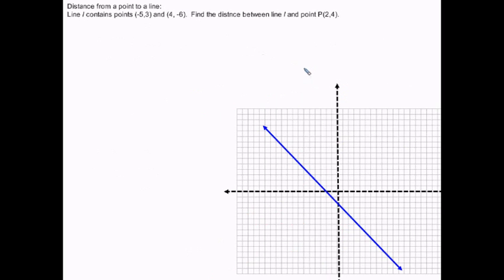Okay, so we want to be able to find that distance. We're given some details. Line L contains these 2 points, -5, 3, and 4, -6. And we want to find the distance between line L and some point P. So there are steps we can follow in order to do this. Step 1 is find the slope of the given line.